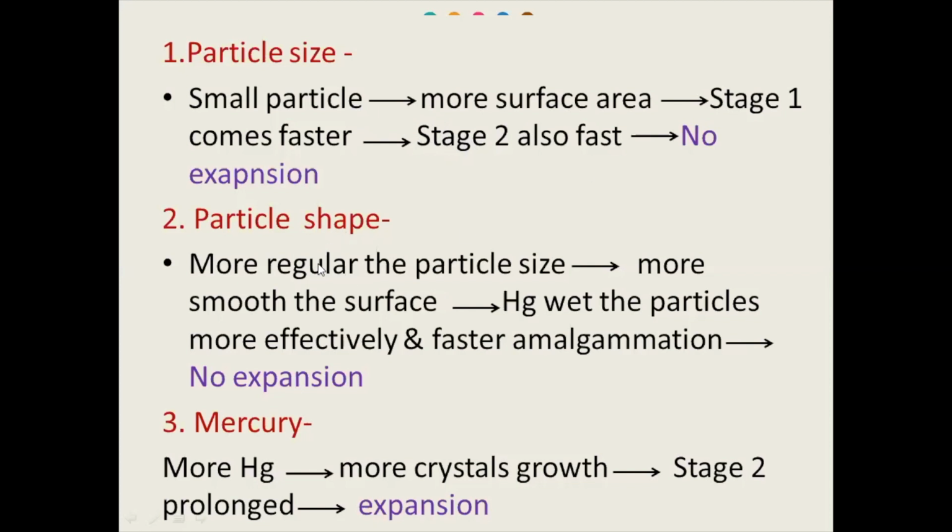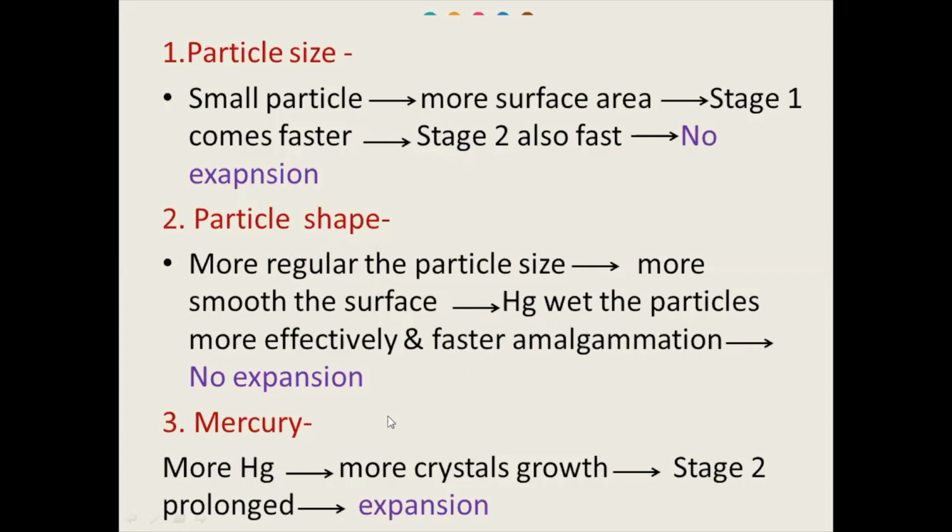Next is particle shape. The more regular and more smooth the particle surface, mercury wets the particles very nicely, more effectively. The amalgamation reaction occurs very fast, so there will be no expansion. So your particle shape should be smooth, regular.